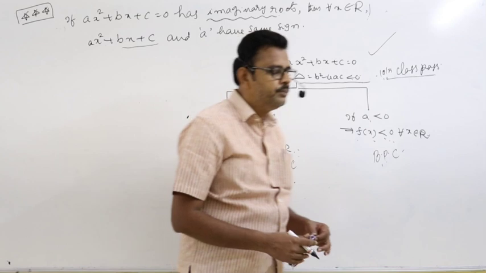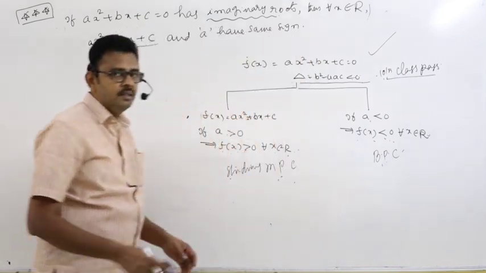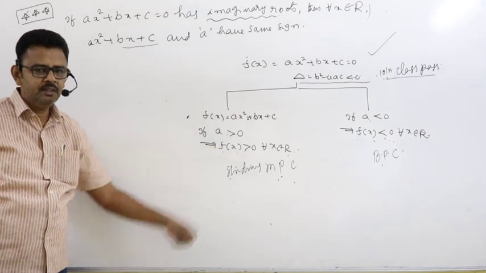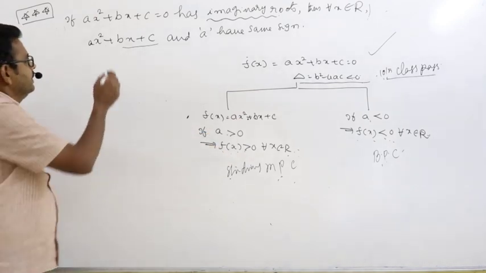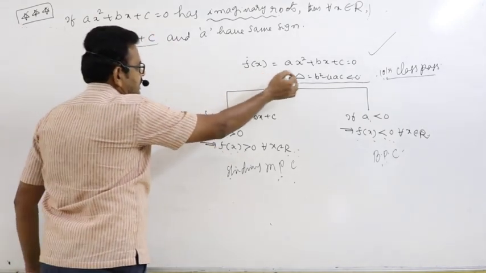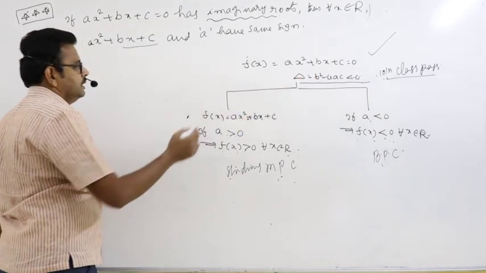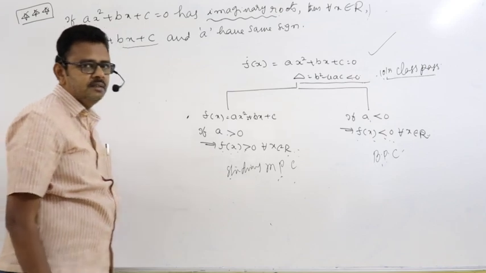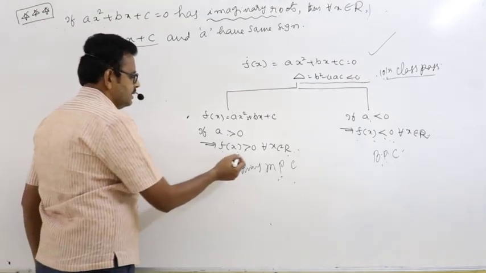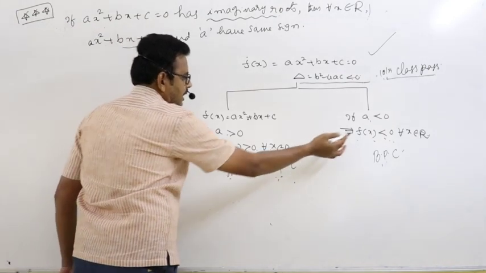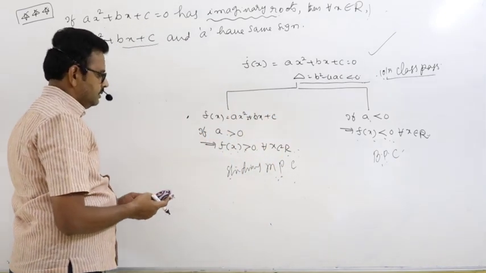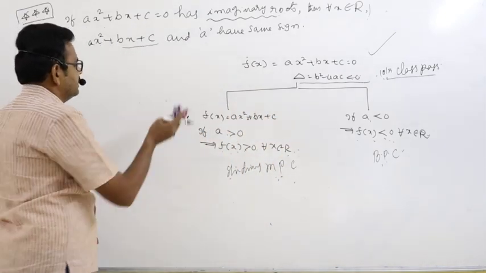So, in the previous class, I discussed all these things, but again today also I repeat this one. Ax square plus bx plus c equal to 0, delta less than 0. The expression is positive for all x or negative for all x, depending on a. So, we have to discuss some problems on this.